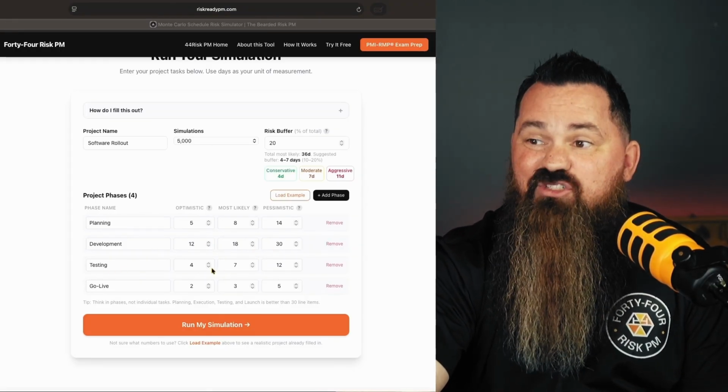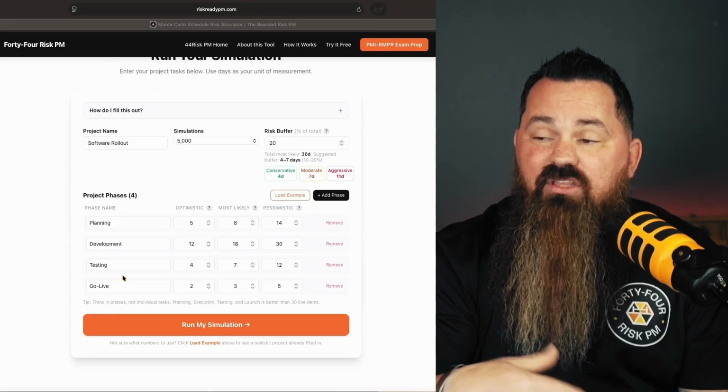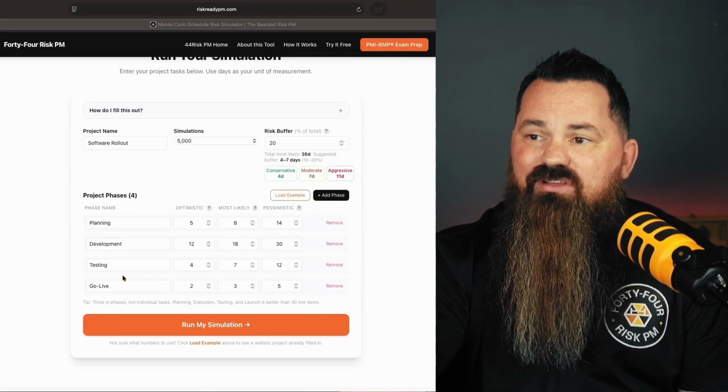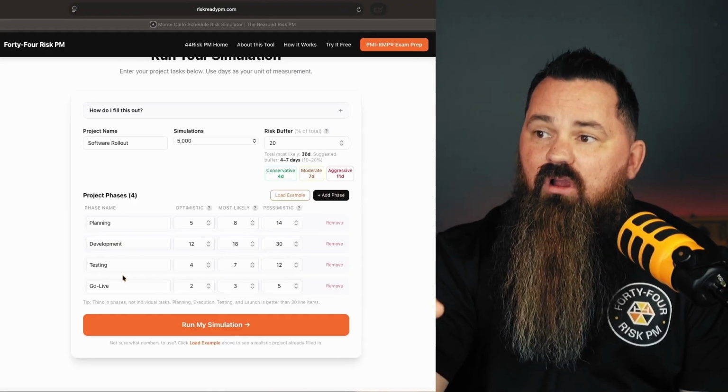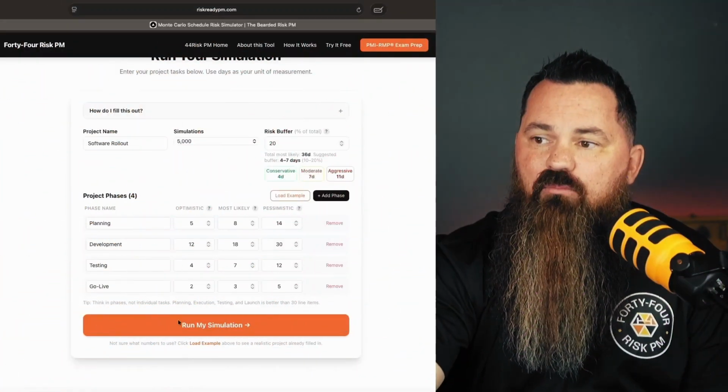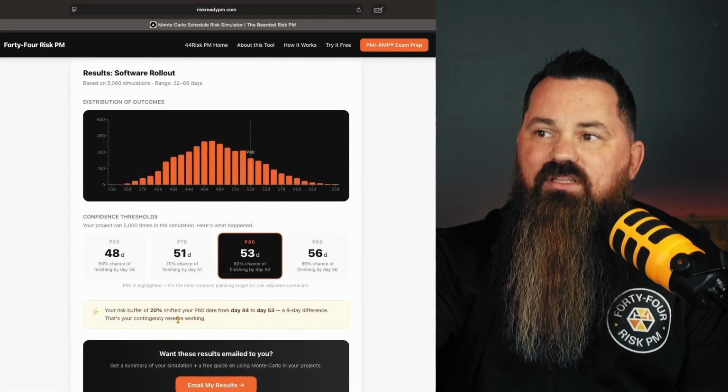Testing, 4, 7, 12. And go live should take around 2, 3, or 5 days to get this work done. You can see within all this work, our highest level of uncertainty sits in the development phase, where we have the most likely of 18 and a pessimistic of 30. That's a wide range. That matters when it comes to this work. So from here, we put in our numbers.